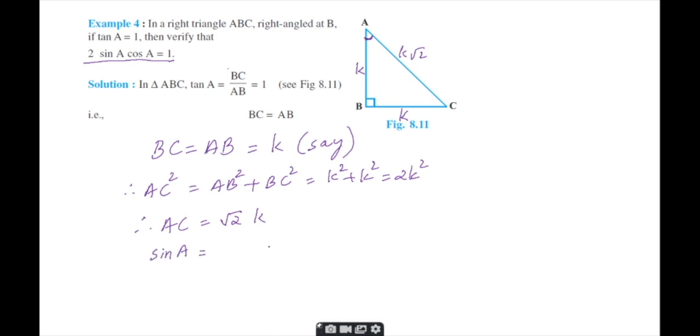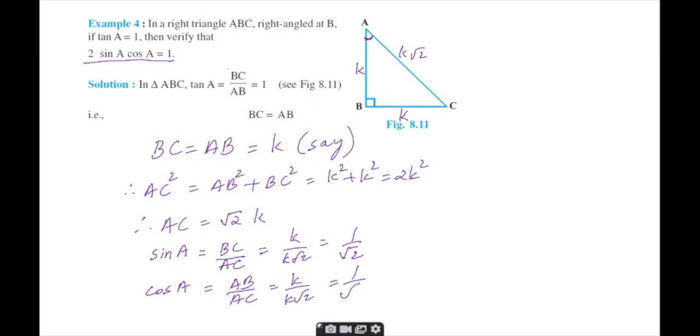Sin A is equal to, what is sin A? Opposite side by hypotenuse, that is BC divided by AC, which is equal to K divided by K root 2, which is equal to, K cancelled, 1 by root 2. Similarly, now let us find cos A. Cos A is adjacent AB divided by AC, that is K divided by K root 2, that is also equal to 1 by root 2.